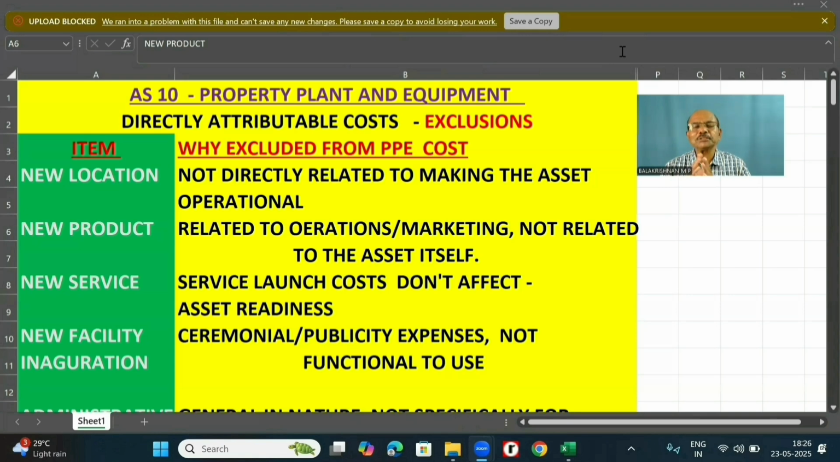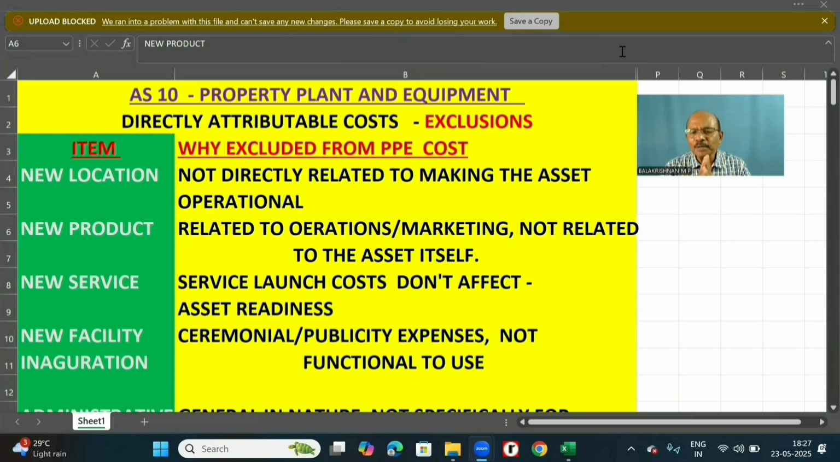Okay. Next one, new product. We know that Accounting Standard 10, PPE, deals with tangible assets used in business operations. However, when a company incurs cost in introducing a new product, there is often confusion. Can this cost be added to the cost of PPE? The answer is no. Costs related to new product development are not capitalized as part of PPE under AS 10.